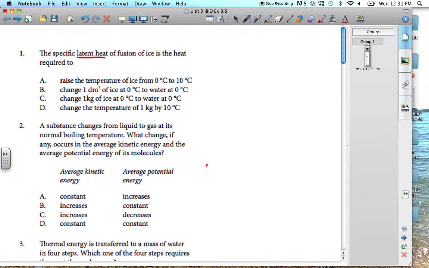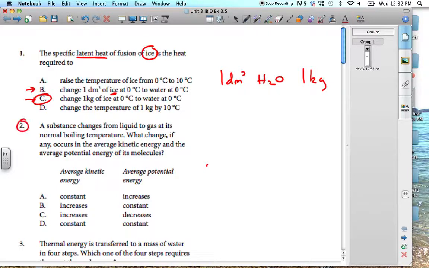Now, you've got to be a little bit careful because this is of ice. B and C maybe you would think are the same, because 1 decimeter cubed of H2O, of water, if it's pure water, has got a mass of 1 kilogram. But this is talking about ice, and we know that ice and water don't have the same density, and therefore 1 decimeter cubed of ice wouldn't be 1 kilogram. So C is the correct answer, to change 1 kilogram of ice at 0 degrees Celsius to water at 0 degrees Celsius. That is your latent heat of fusion.